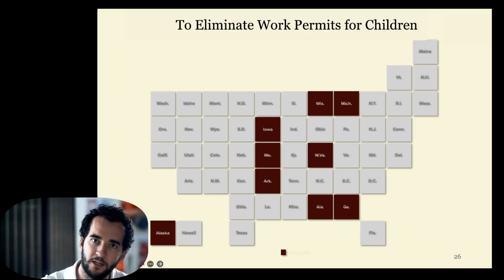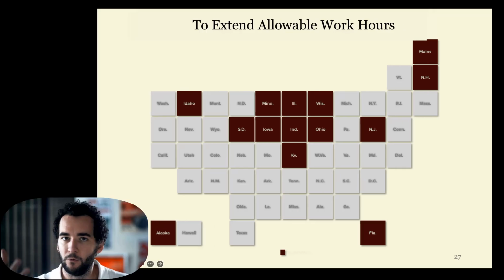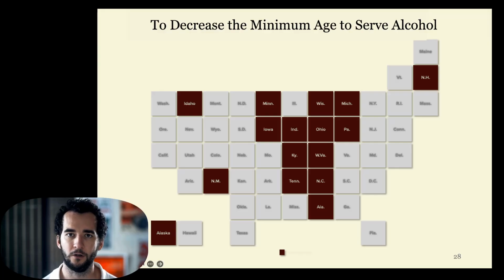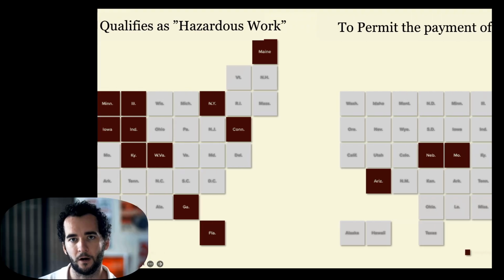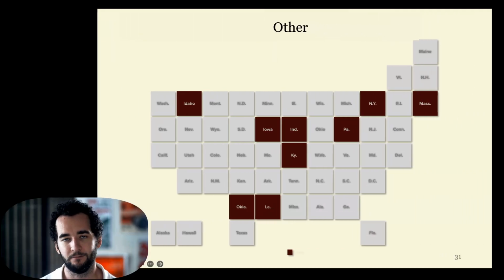And you can see Wisconsin here, right? So when we're looking at the dip in work permits allocated to children, maybe that has to do with whether or not work permits are any longer required. They're looking to extend allowable work hours, including graveyard shifts, decrease the age at which alcohol can be served, decrease the standard for what qualifies as hazardous work, allow for children to be paid a sub-minimum wage, and much more.